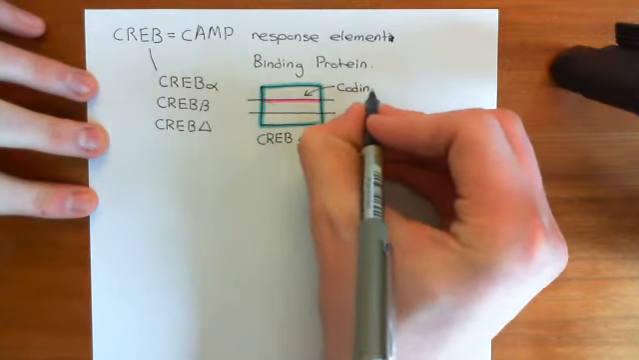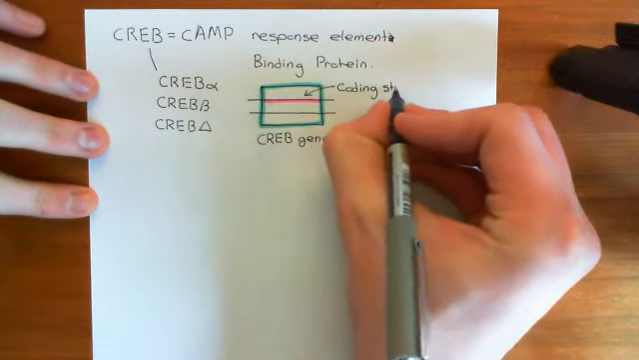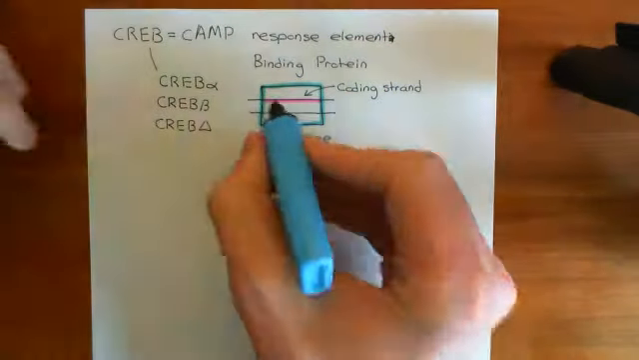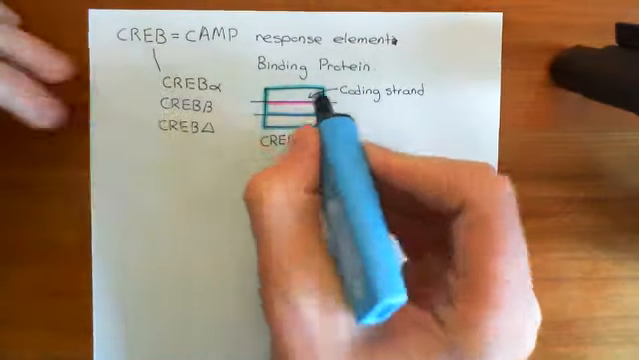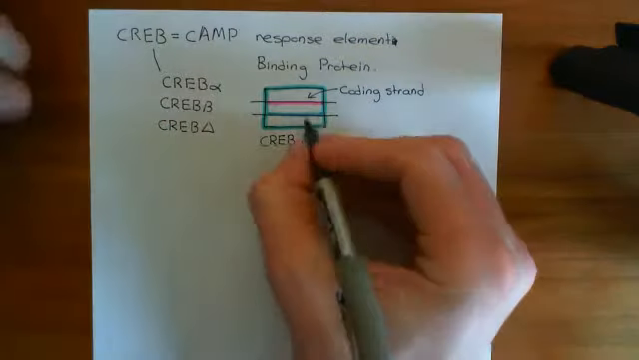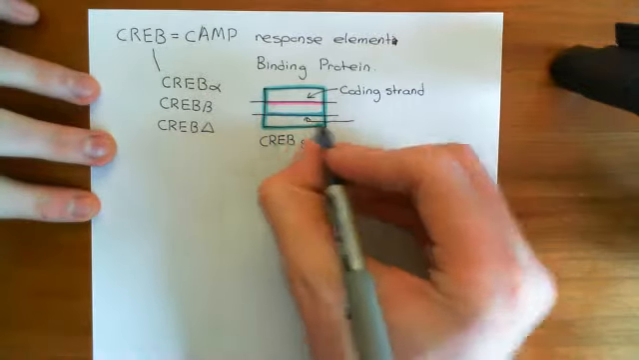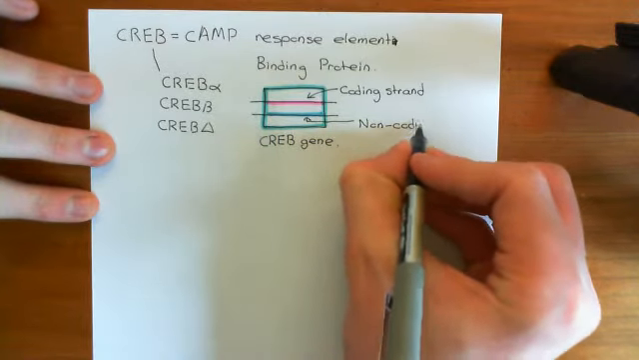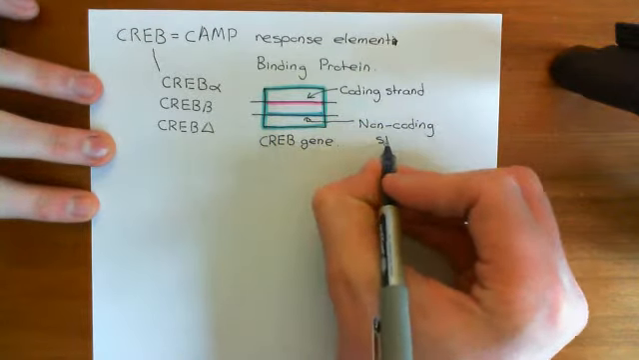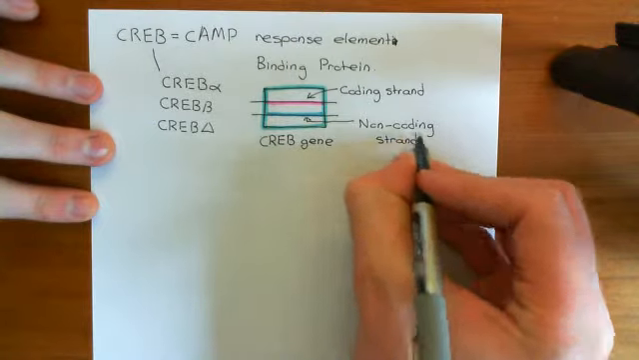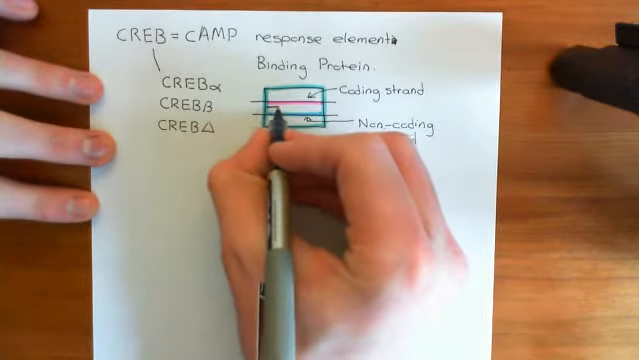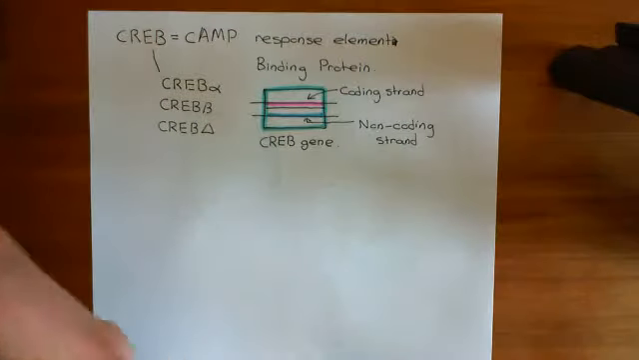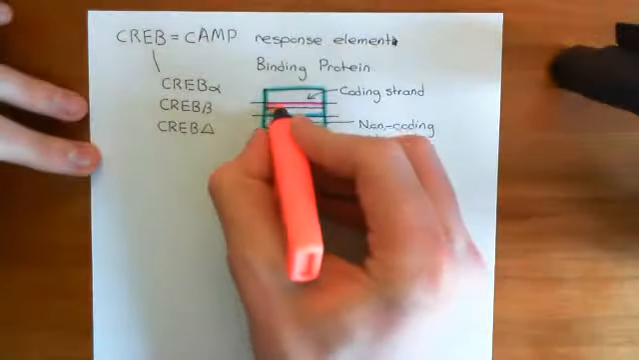So let's say that this is the coding strand. We've been through this already, but I'll just remind you. So this is the coding strand, and then the other strand that's not used by RNA polymerase 2 is the non-coding strand. So in blue here, this is the non-coding strand. What then happens is RNA polymerase 2 is going to work its way along the coding strand and produce a piece of mRNA, which is complementary to that coding strand. So here is that piece of mRNA, in red.